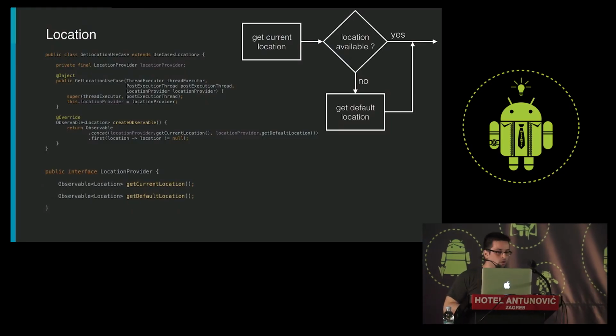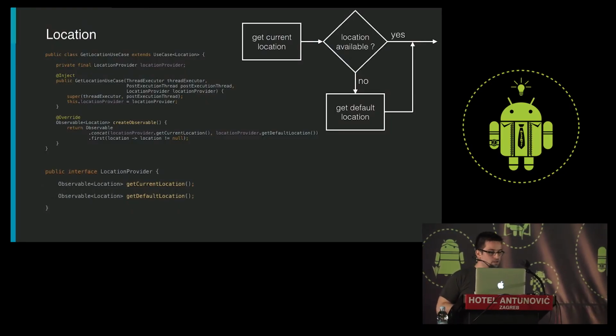And this is that abstraction for a location provider. Again, just an interface that defines what an implementer of a location provider needs to have.